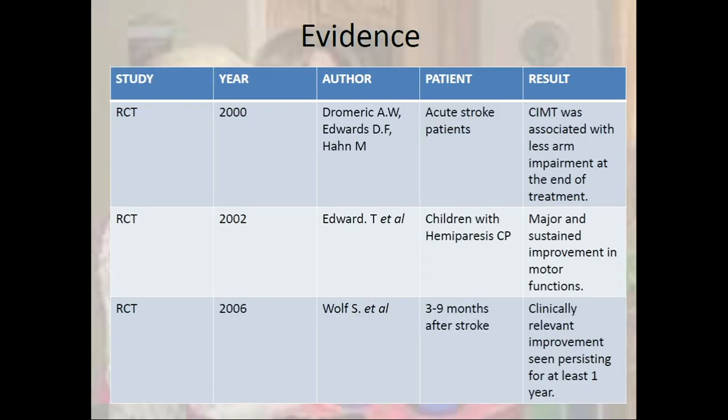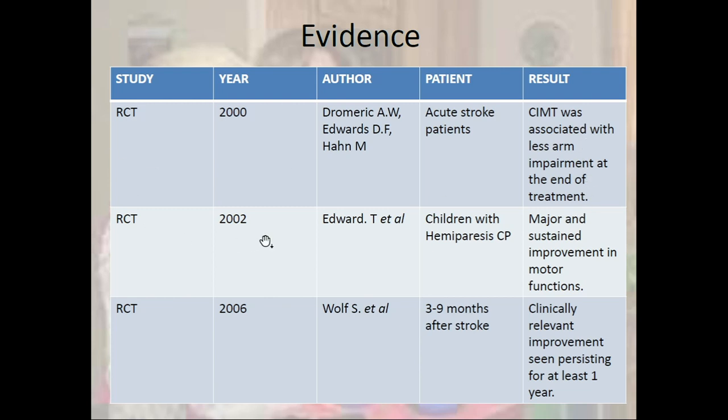Okay, on what basis did they try to find the modified CMT protocol? Because so much research evidence was done on the CMT. So what result did they find? You can see the different evidence of the treatment. When the RCT was done in 2000, when the patient inclusion criteria was acute stroke patients, the result was CMT was associated with less arm impairment at the end of the treatment.